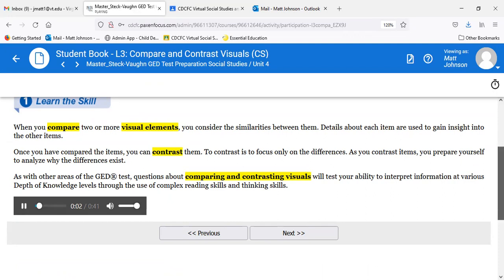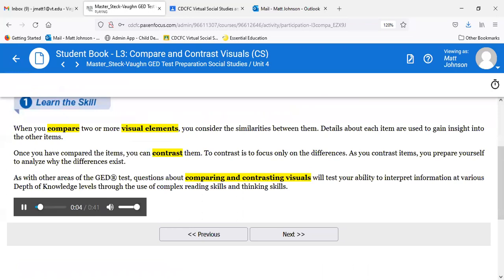When you compare two or more visual elements, you consider the similarities between them. Details about each item are used to gain insight into the other items. Once you have compared the items, you can contrast them. To contrast is to focus only on the differences. As you contrast items, you prepare yourself to analyze why the differences exist. As with other areas of the GED test, questions about comparing and contrasting visuals will test your ability to interpret information at various depth of knowledge levels through the use of complex reading skills and thinking skills.